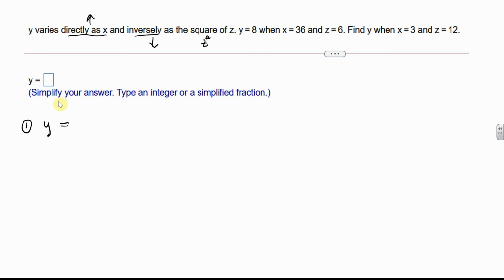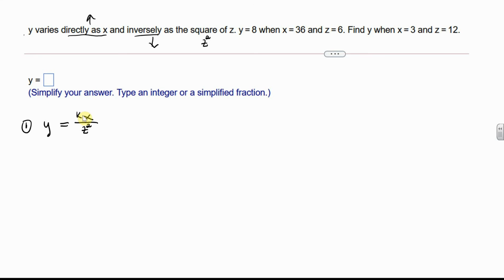So here y, let's go back to the first part of the sentence. Y varies directly as x, so that's some constant. The constant is always in the numerator. So this is some constant times x. X is upstairs, divided by here, this z squared. You see how that worked out? Okay. Basically, we just took that first sentence and translated it into math.